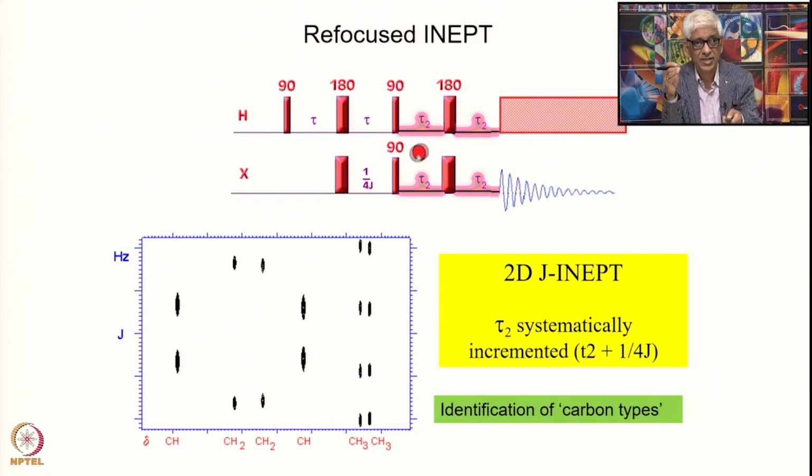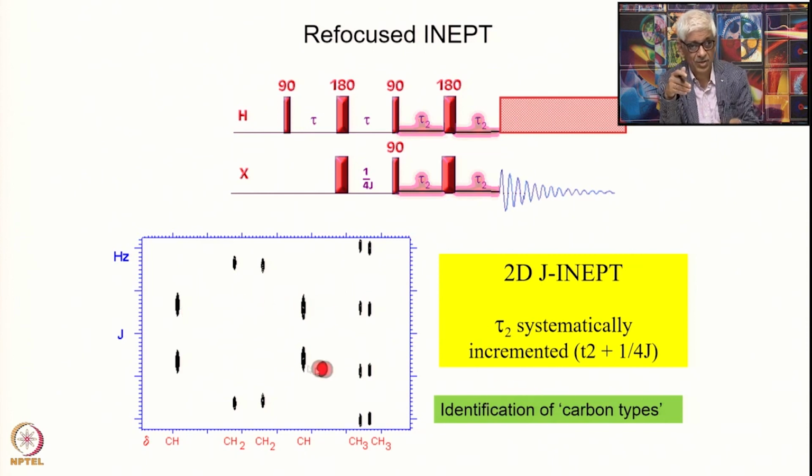Now, what we do is, instead of this period being a constant time period, we make it an evolution time. We make it an evolution time. When we do that, you generate the second frequency axis here. When you do the second frequency axis, you are able to produce the frequency axis along the F1 dimension, Fourier transformation, you get such a beautiful clean spectrum in 2D J-INEPT.